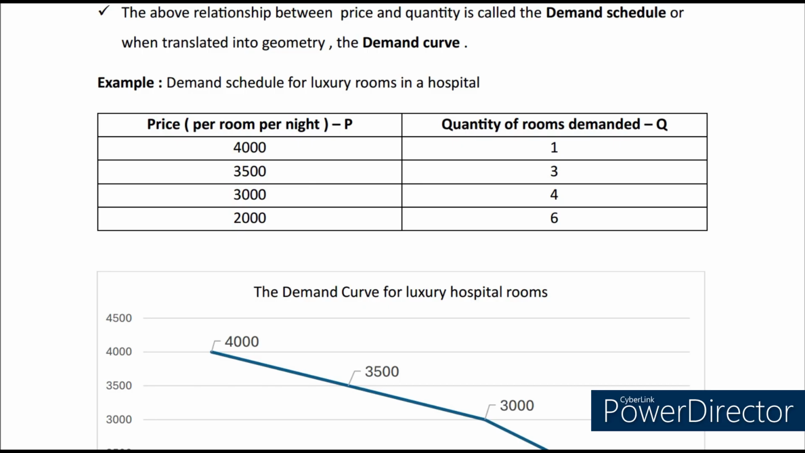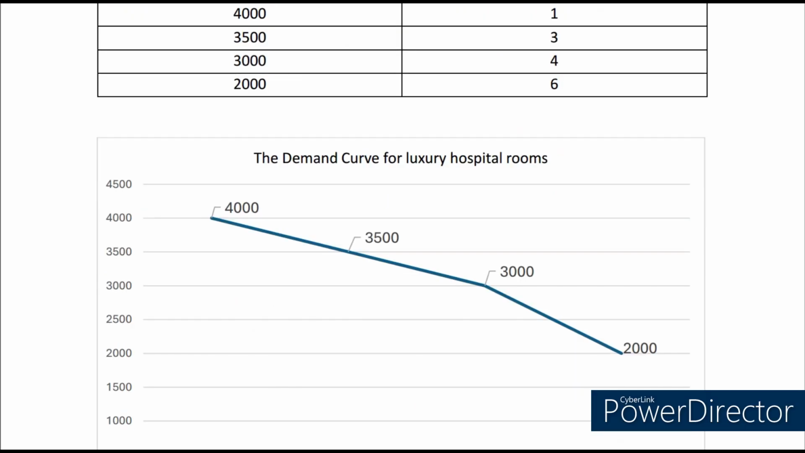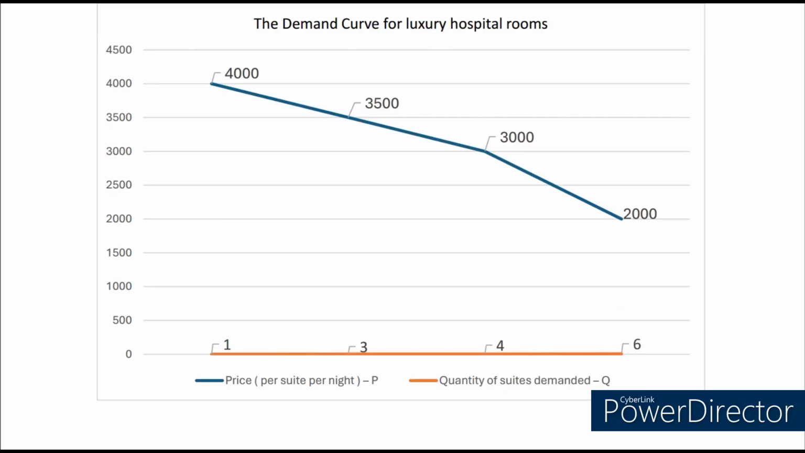So there are two columns. First is the price and second is the quantity. So that is the price per room per night, that is P. And in the next column, we can see the quantity of rooms demanded, that is Q. So this is the demand curve for luxury hospital rooms. On the y-axis, you can see the price per room per night, starting from 500 to 4,500. And on the x-axis, you can see the quantity of rooms demanded by the people.